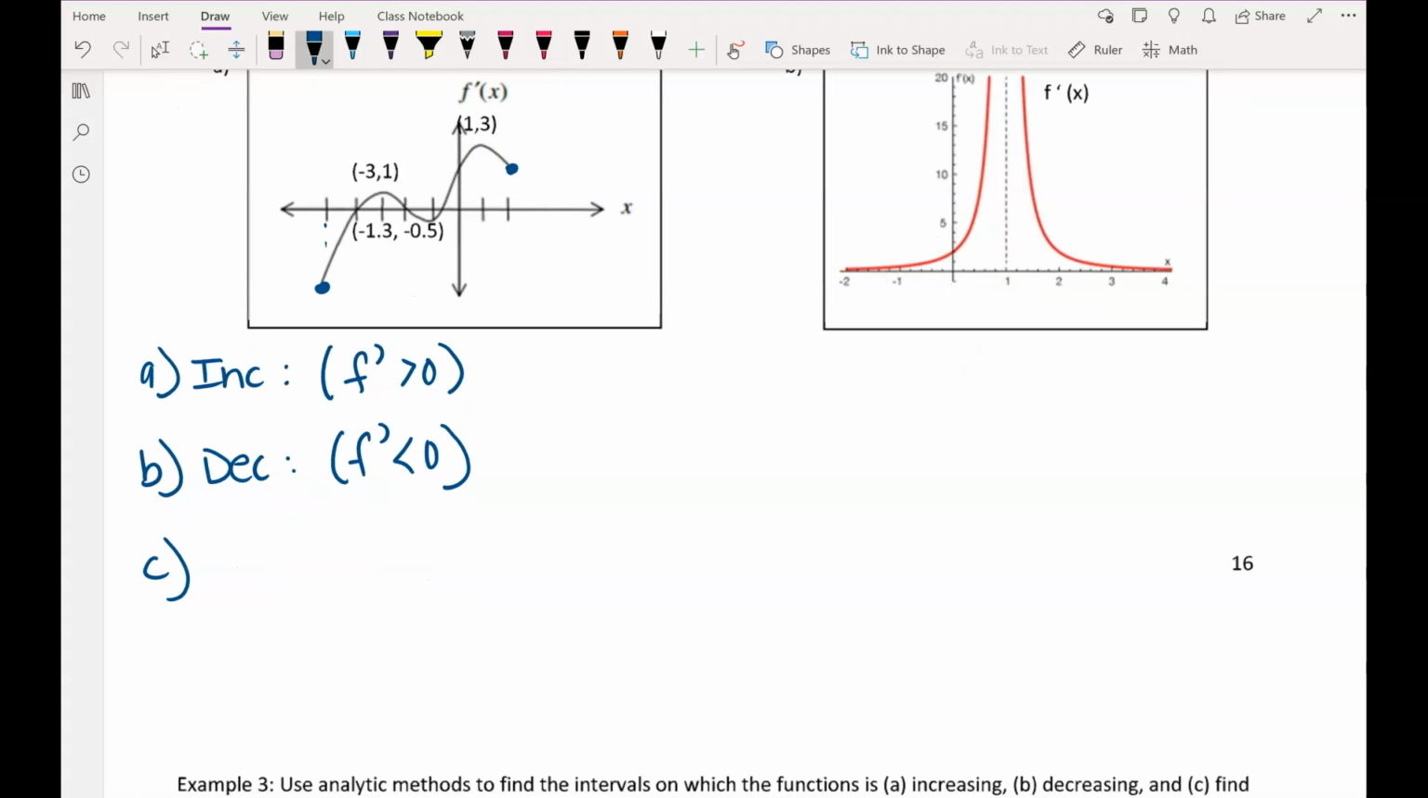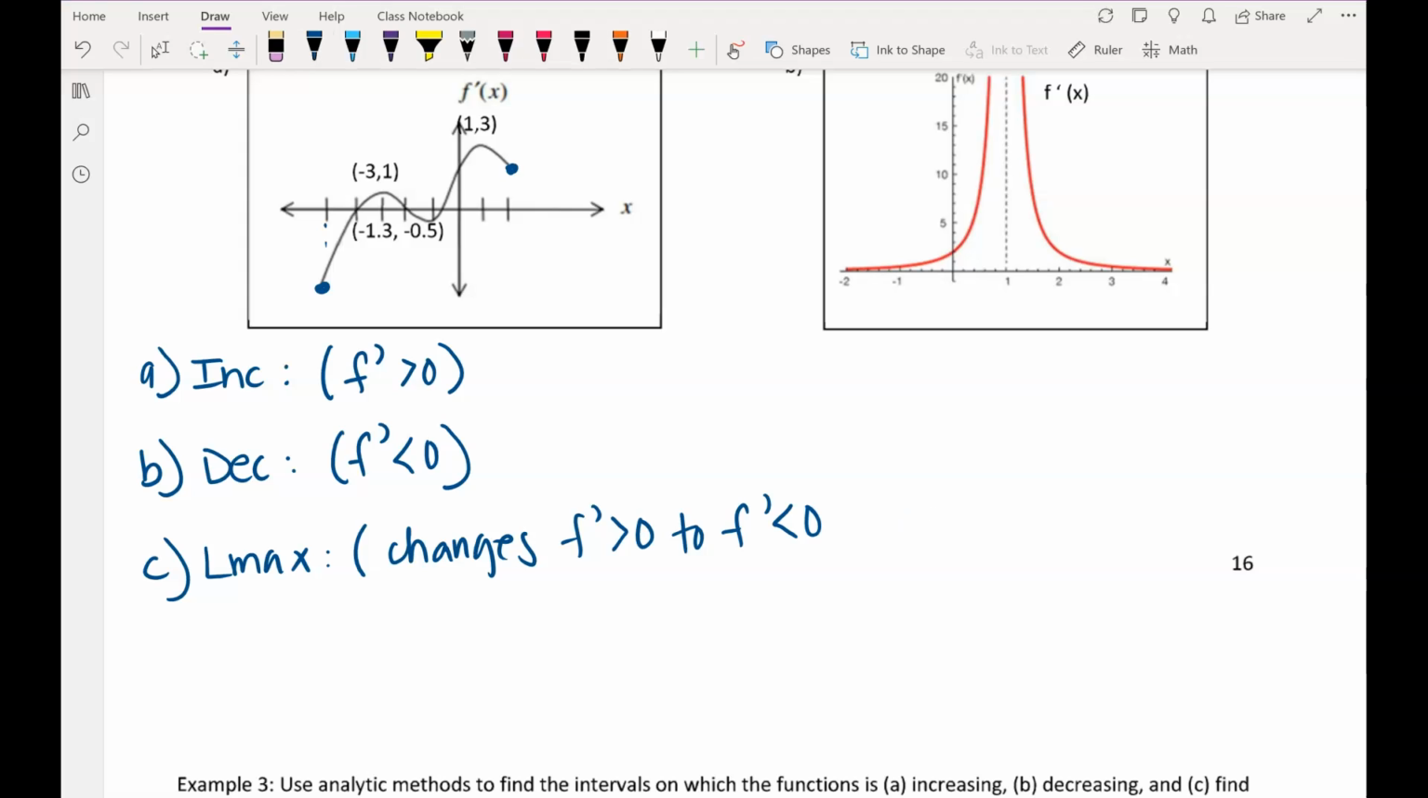And then it says here, C, estimate where f has a local extreme value. So for C, local max. Now, to get a local max, f prime needs to go from positive to negative. So f prime has to go from positive to negative, or at endpoints.